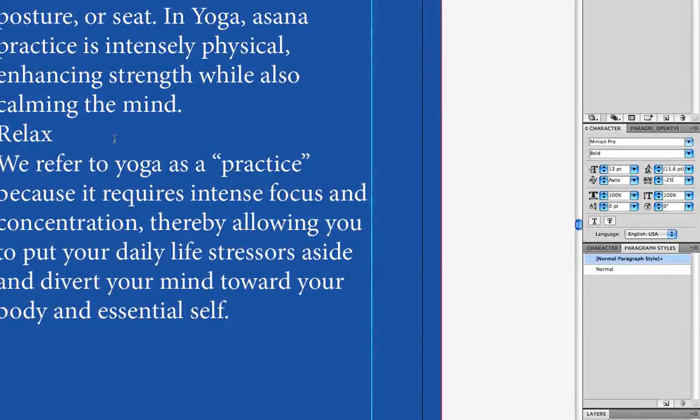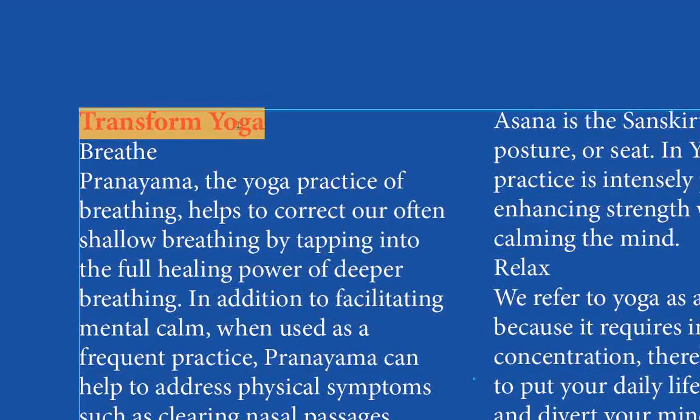And we're going to come back over here to the Transform Yoga headline, and we're just going to click right after the word Yoga. Just click once with the type tool, and now we can see the color has changed to aqua, and that we've got 13-point bold Minion. And we're just going to add a special character. And we're going to do that by going to the Glyphs panel.